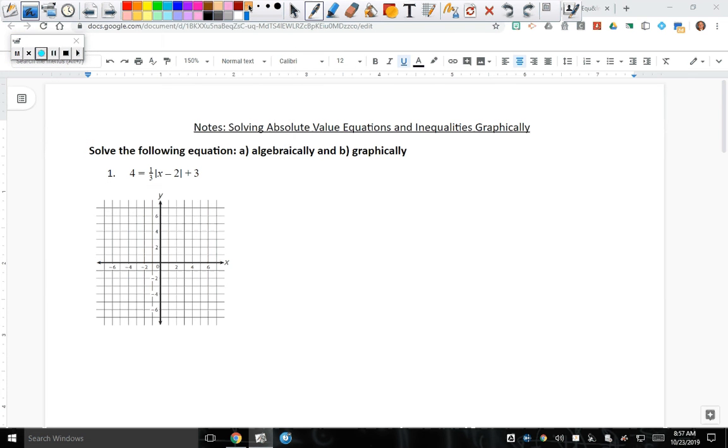Alright, so day 6, we are looking at solving absolute value equations and inequalities graphically as well. Besides algebraically, we're looking at graphs today. Okay, so algebraically, I have 4 is equal to 1/3 times the absolute value of x minus 2, plus 3. I want you to see these up here. I don't think you have these in front of you. You're more than welcome to write them in your notes as well, like on regular notebook sheets of paper.